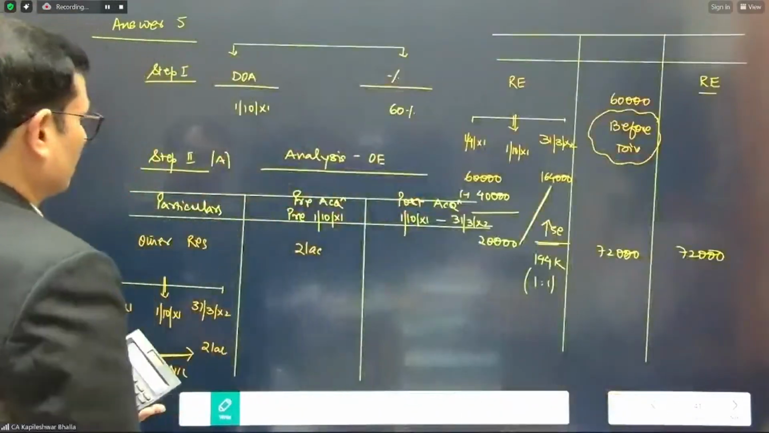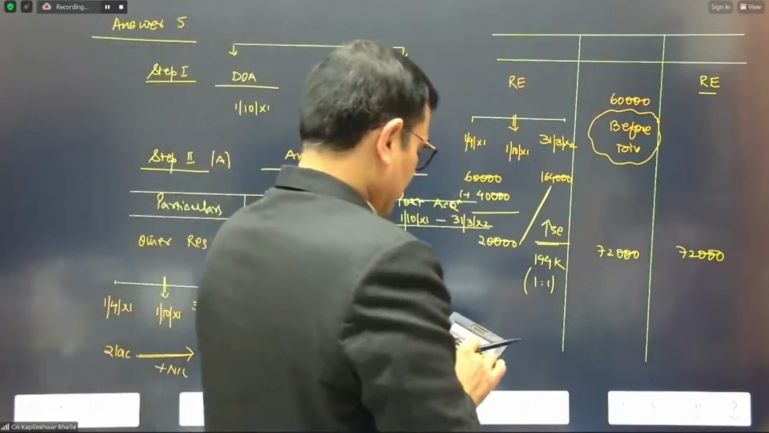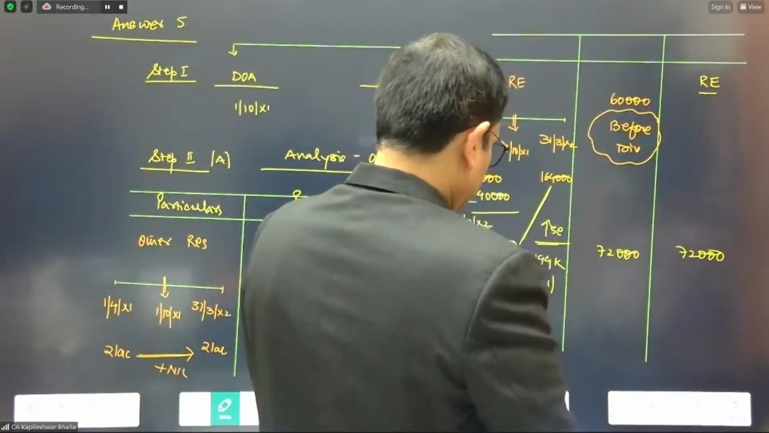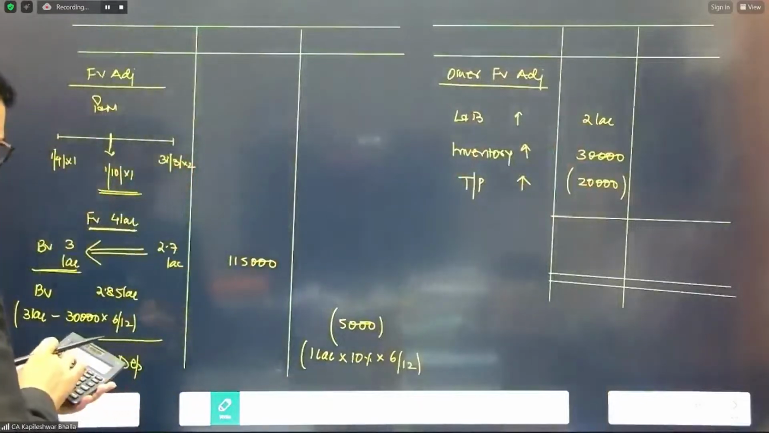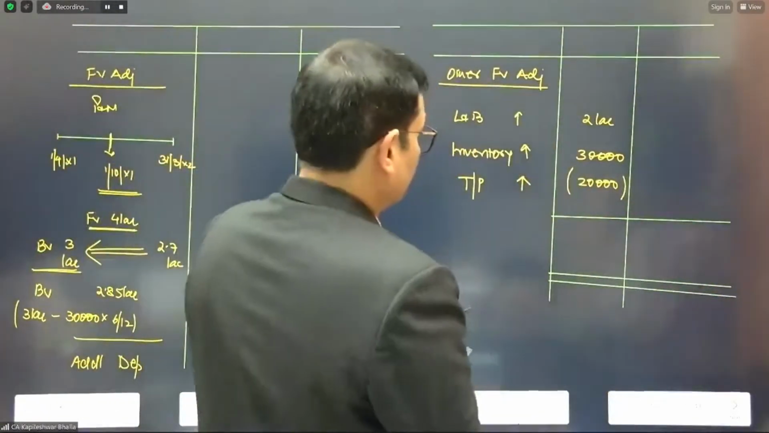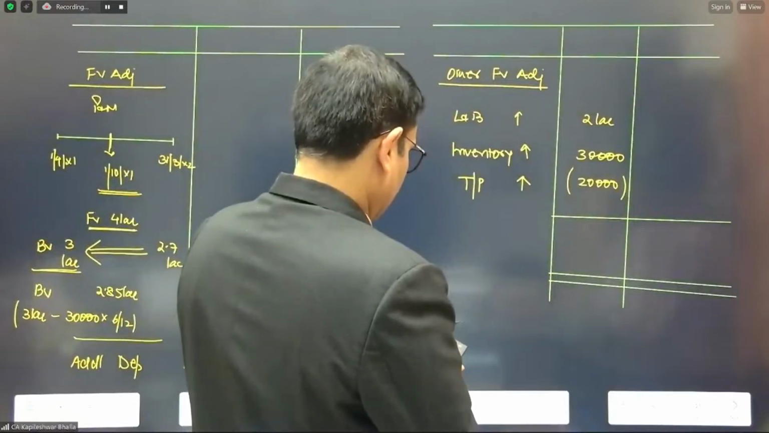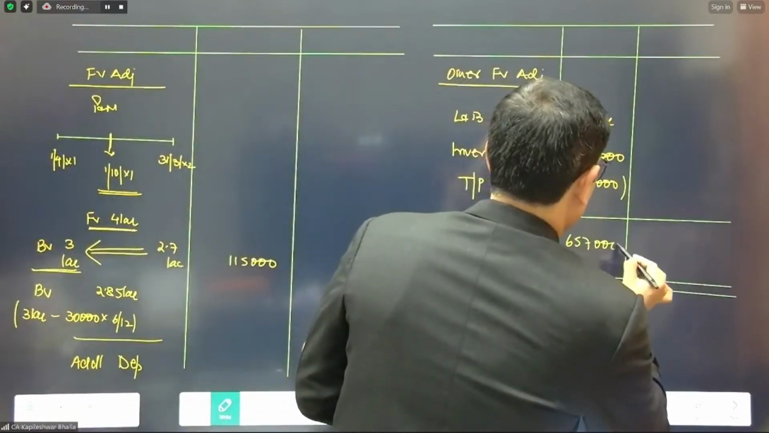Okay, let's take the sum total of the pre column. This is 2 lakhs in the pre. Then it is another 60. Then it is another 72. And then it is another 1,15,000. And it is another 2 lakhs and another 30 minus 20. That comes to 657, which is pre-acquisition in nature.